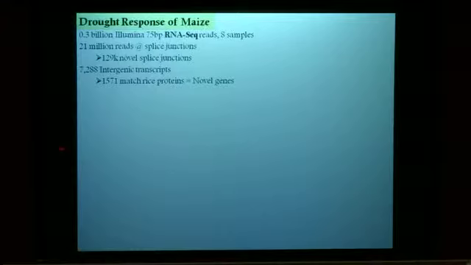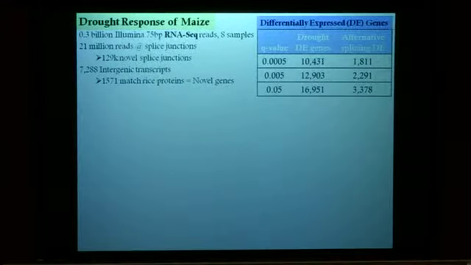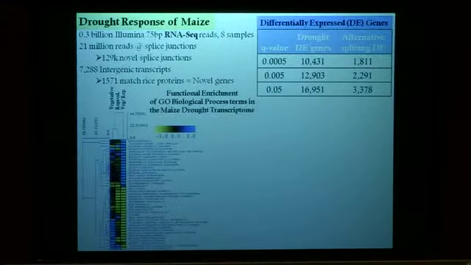The differentially expressed genes, if you look at it in certain Q values, 0.005 to 0.05, we get a different number. It goes all the way up to 3,300 alternative splice drought expressed or differentially expressed drought genes. So that's another level of regulation out there.